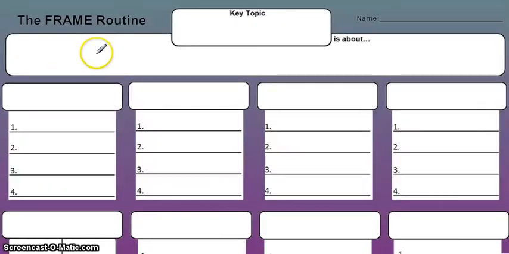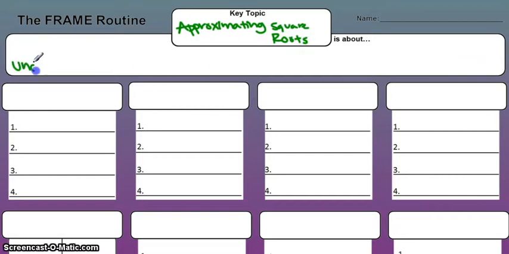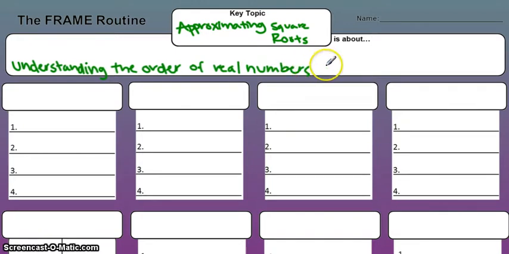Okay, so your frame for today is about approximating square roots. Approximating square roots is about understanding the order of real numbers to estimate square roots.